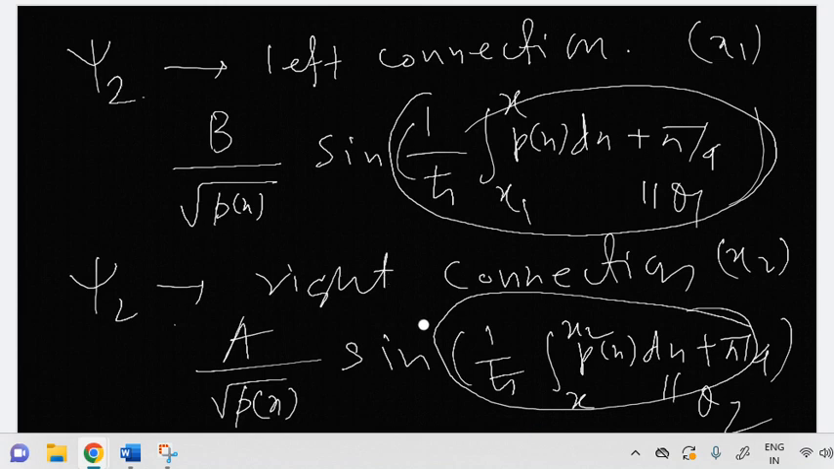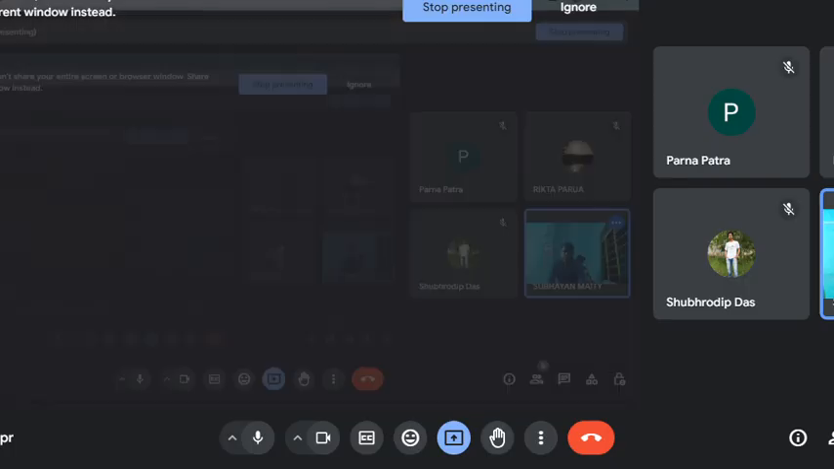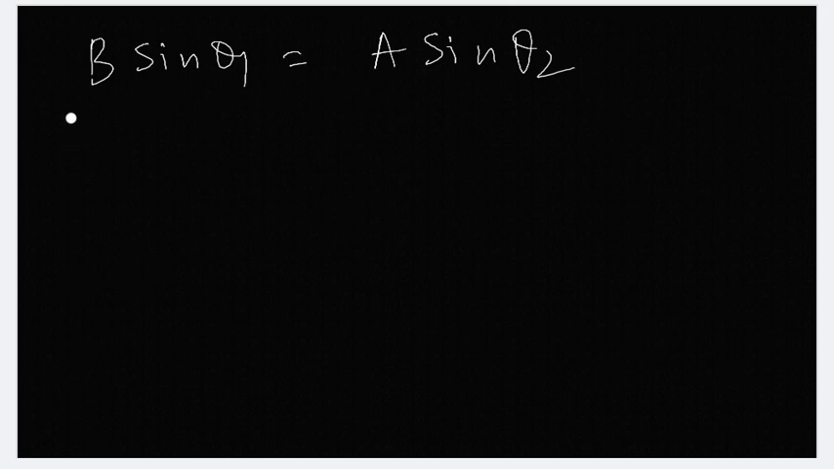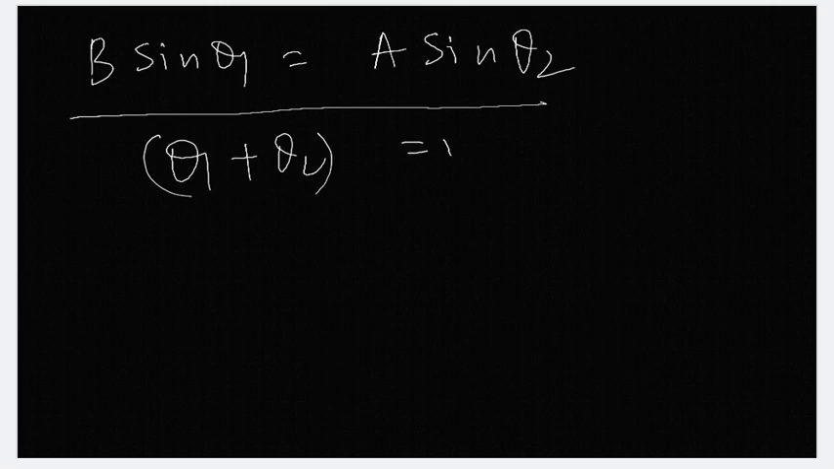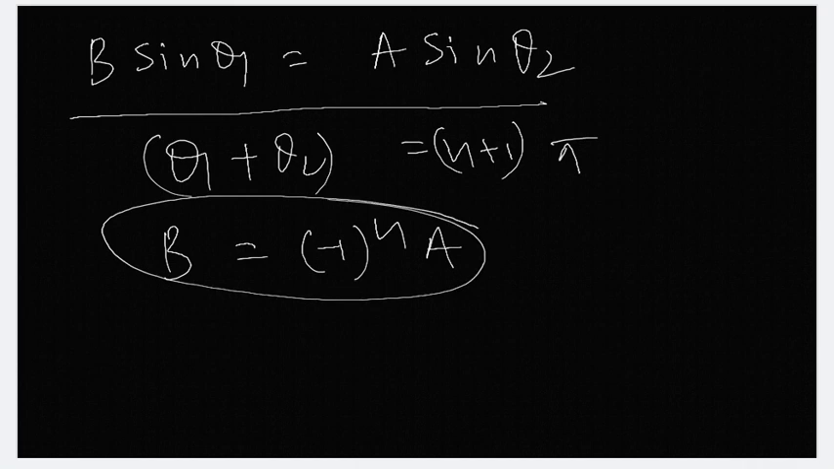Okay, so now you can equate them. You can equate both sides too. After equating the two forms of psi2, this one will be cancelled out. You will find b sine theta 1 equals a sine theta 2, right? Now what is the outcome of this equation? This equation will yield theta 1 plus theta 2 is equal to n plus 1 pi. Then you can write b equals minus 1 whole to the power n into a. So the solution of this equation will yield this one.